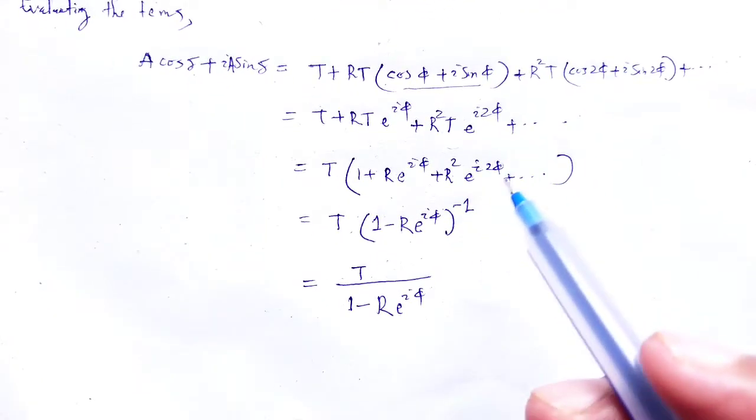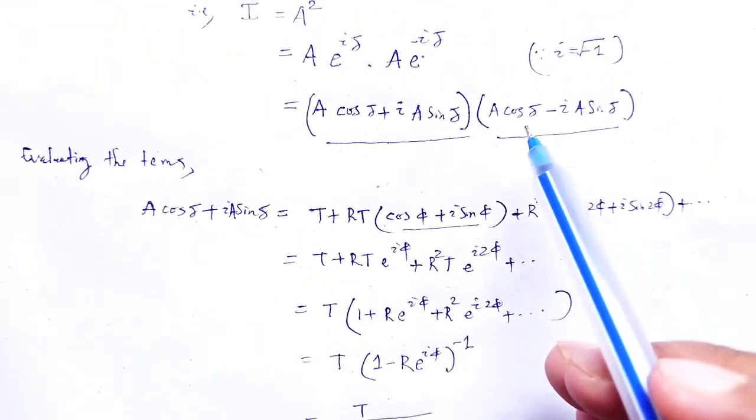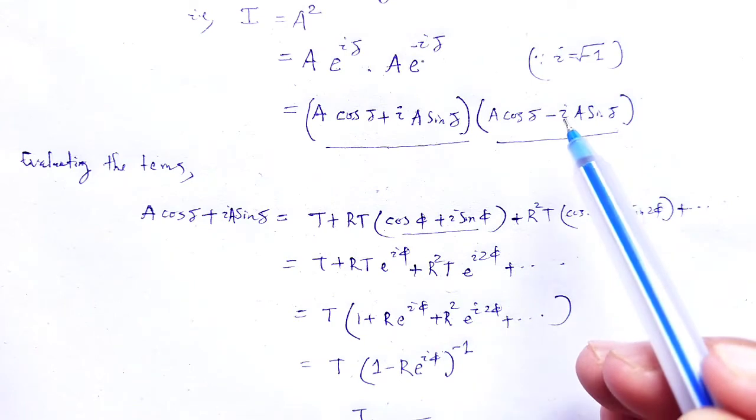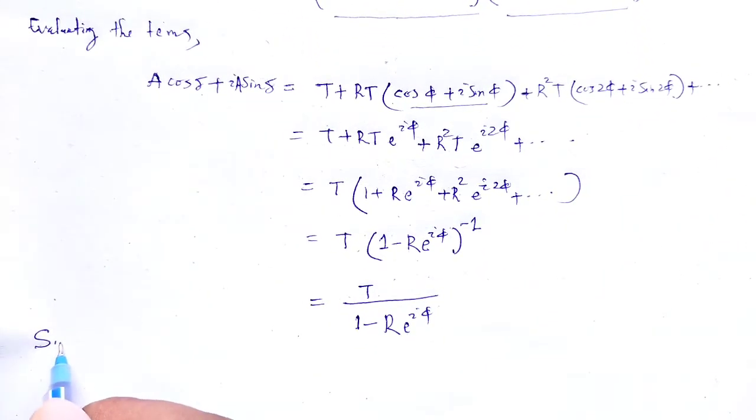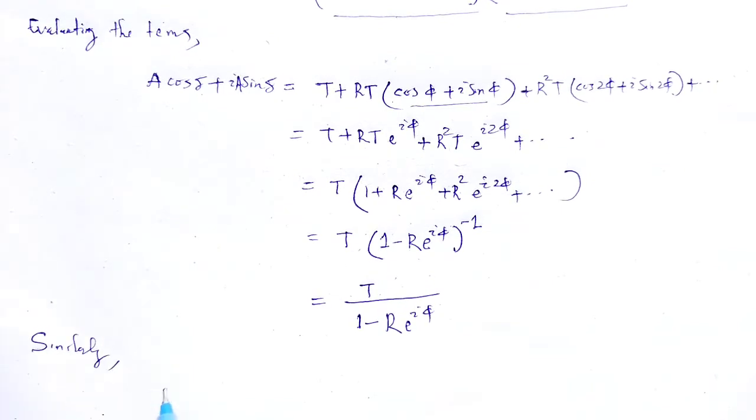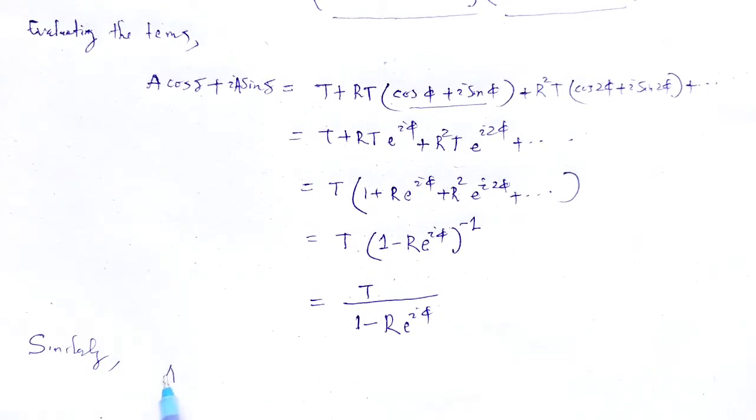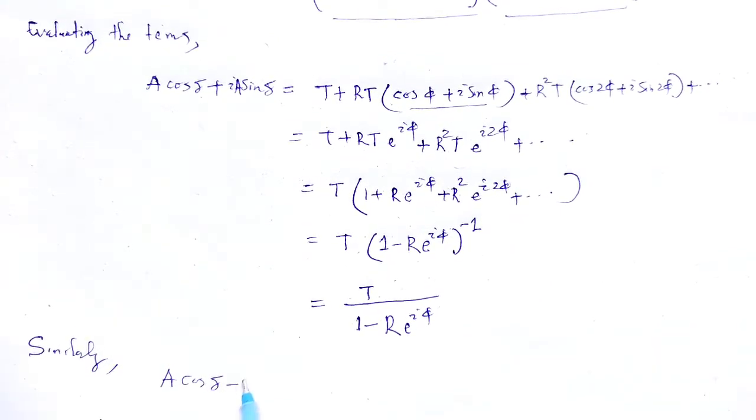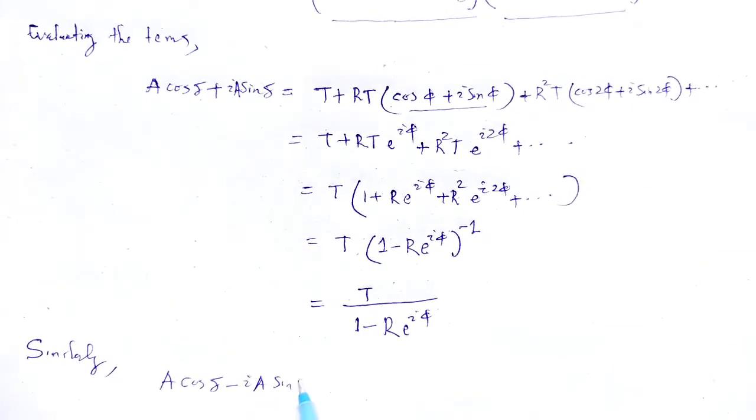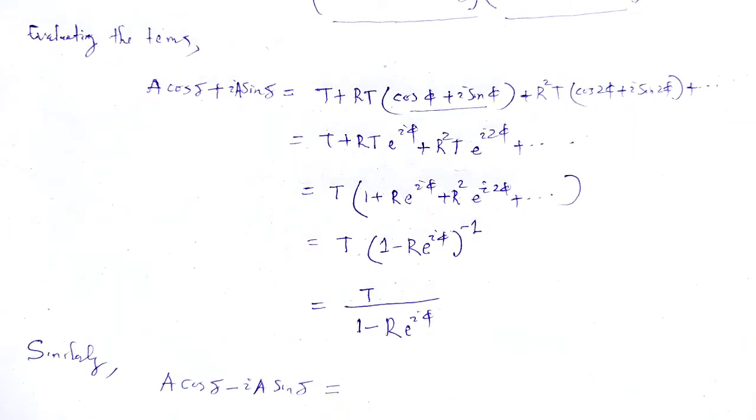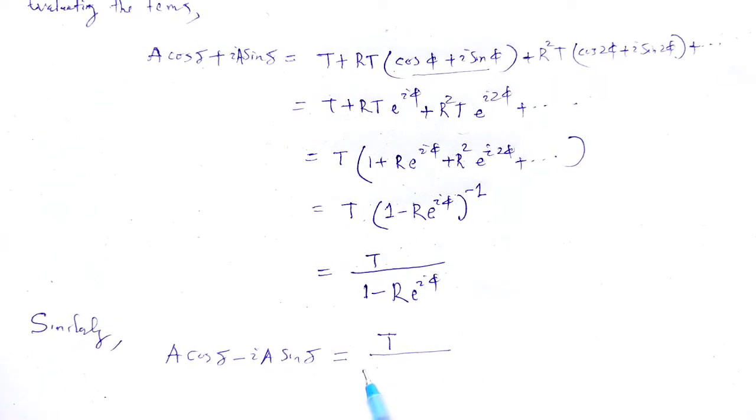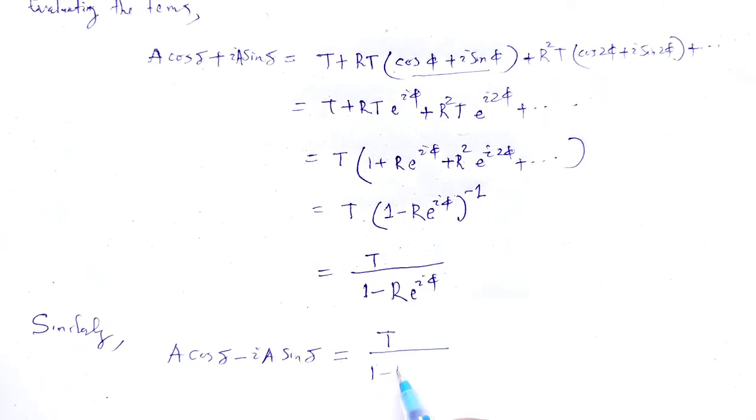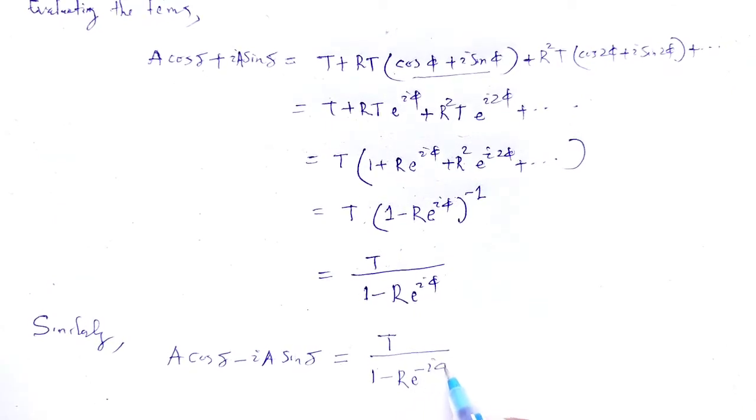Similarly, when we evaluate A cos delta minus iA sin delta, what do we obtain? Similarly, A cos delta minus iA sin delta is written as t divided by 1 minus r e to the power minus i phi.